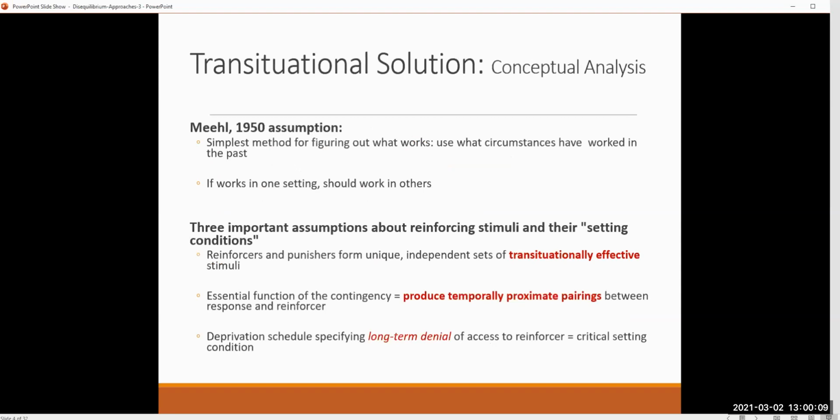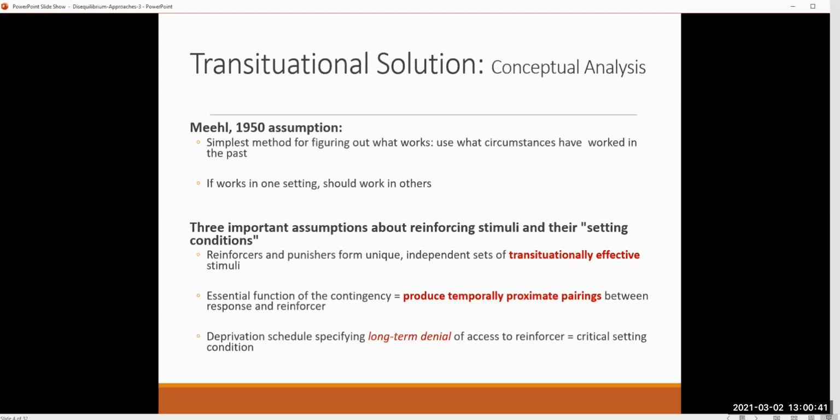And the assumption is that the simplest method for figuring out what works, what is a reinforcer, is using what circumstances have worked in the past. And so Meehl's approach is if it worked in one setting, it should work in others. If it worked yesterday, it should work today. So use what the organism had as a reinforcer successfully in previous settings and bring that one into the new setting. And so a reinforcer should be reinforcement across situations, or transsituational.